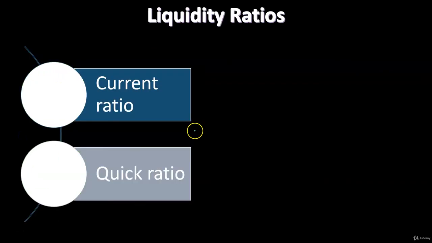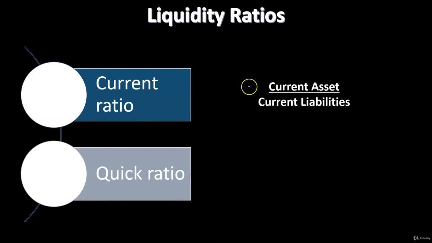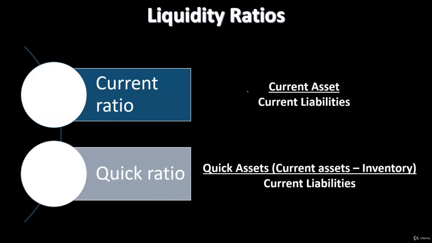Then we have the liquidity ratios. Liquidity ratios, as we saw, include the current ratio and the quick ratio. Current ratio is current assets divided by current liabilities. So we're trying to see how many times the current liabilities divide into the current assets. And that's going to give us an indication of how well we're able to pay off the debts.